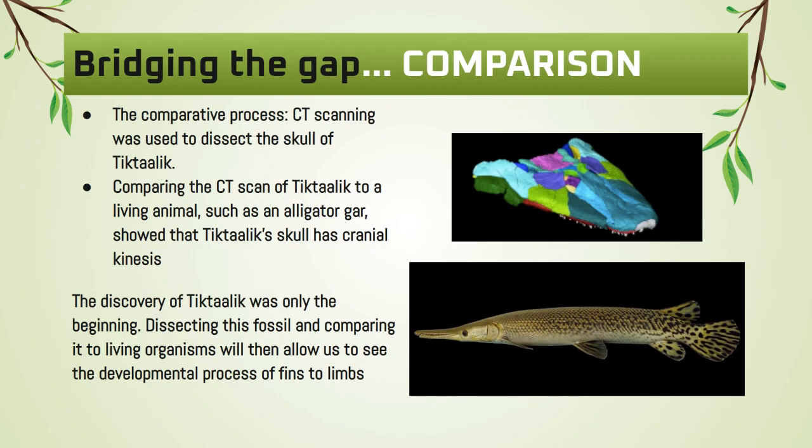Bridging the gap, the comparative process. This consisted of doing a CT scan of Tiktaalik's skull. Comparing the CT scan of Tiktaalik to a living organism, such as an alligator gar, which is the picture at the very bottom of the skull, showed that Tiktaalik's skull has cranial kinesis. This means that the bones within Tiktaalik's skull can move independently, which is important to, again, bridging that gap between a fish that can't move its head independently to an organism that can, but this time has limbs.